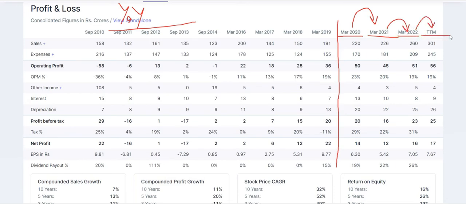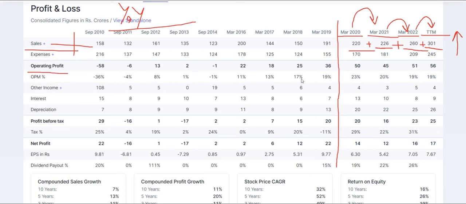Okay. Now come to sales picture. In sales, it is 220 crore rupees. From there, sales increased to 126 crore rupees. Further, sales increased to 260 crore rupees. Then sales here increased to 301 crore rupees. So sales is continuously increasing on an every year basis. So we'll mark it in a positive manner.